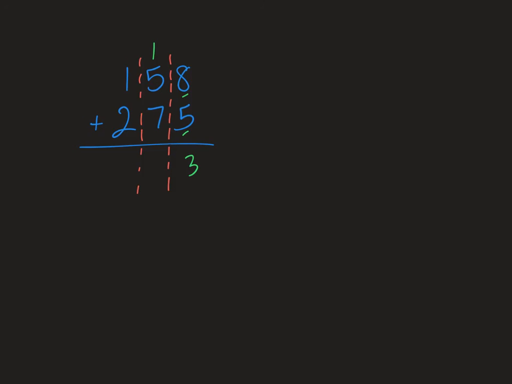Now I can add 7, 5, and 1, which again is going to give me 13, but I can't leave this 10 in this place value because it actually means 100. So I need to move that one over one of my place values, and now I can add that together to get 433.